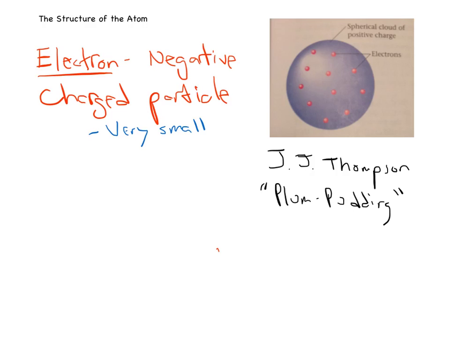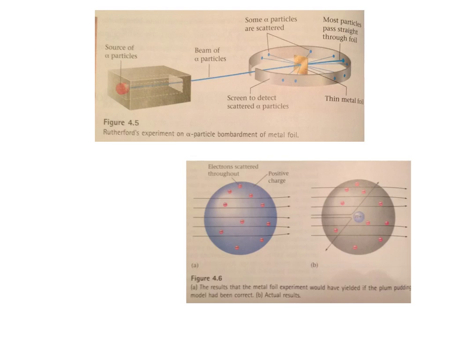Now, let's move on to the next slide and take a look at what later happened. A scientist came by with the name of, and I'll write his name up right here. His name was Ernest Rutherford.